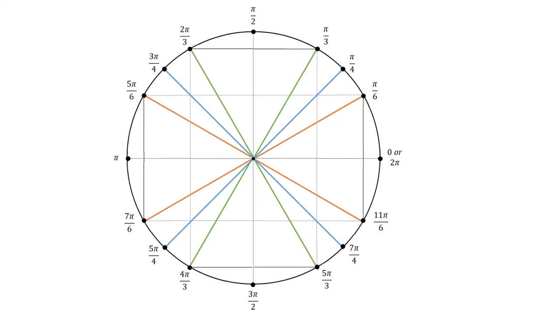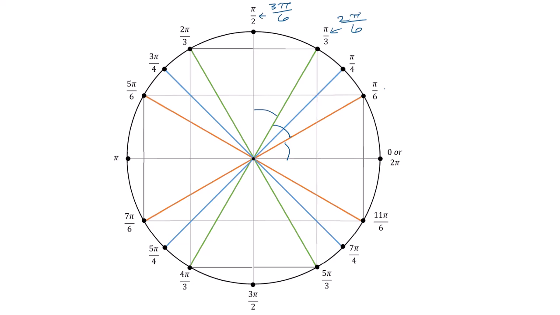Here I have pi over 6. Well, I can count around the unit circle by pi over 6. Here is 1 pi over 6. Here is 2 pi over 6, which is also pi over 3, which is what that simplifies to. I have 3 pi over 6. Well, 3 pi over 6 simplifies to be pi over 2.